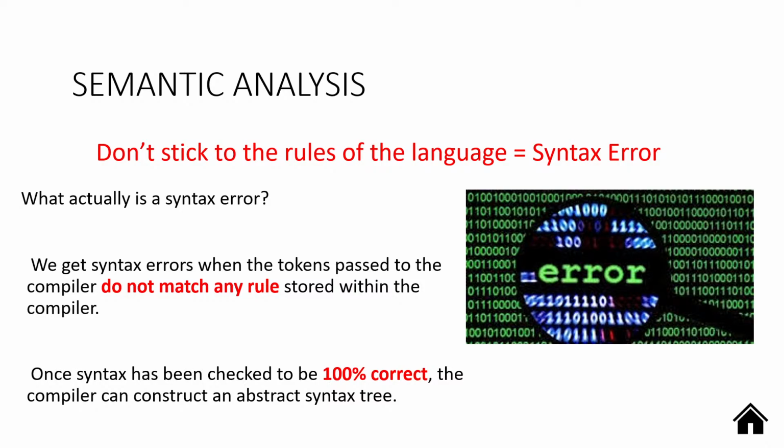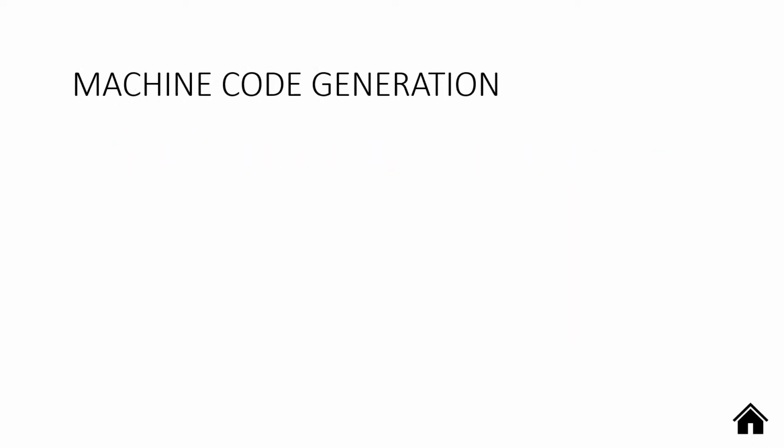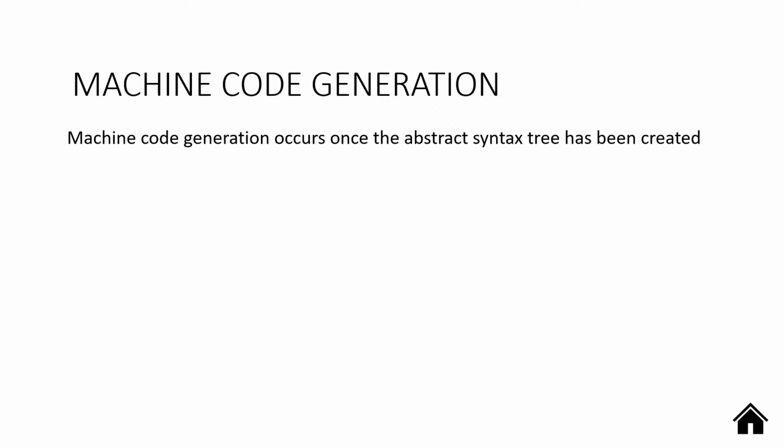Only when the code has gone through all them checks and it is happy, will it build a final syntax tree and then turn your code into machine code. Only when all checks have passed. Now, machine code generation occurs once the abstract syntax tree has been created.